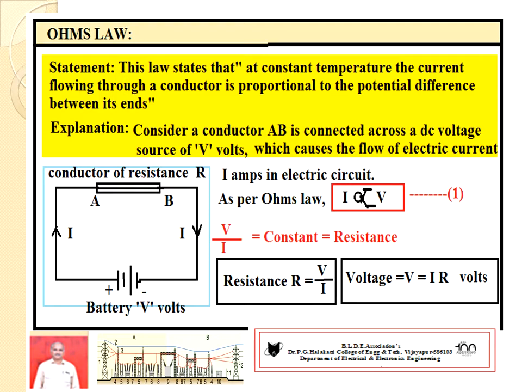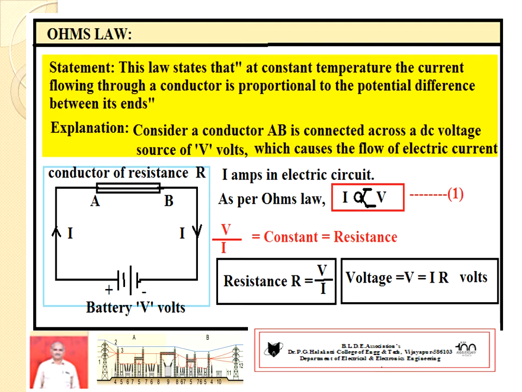Explanation: consider a DC circuit as shown in the figure. A battery of V volts is connected to a conductor AB which has a resistance of R ohms. The battery has a potential difference of V volts, and it is connected to conductor A through a wire, and from the negative terminal to the B part of the conductor through another wire. Hence the circuit is in a closed condition.